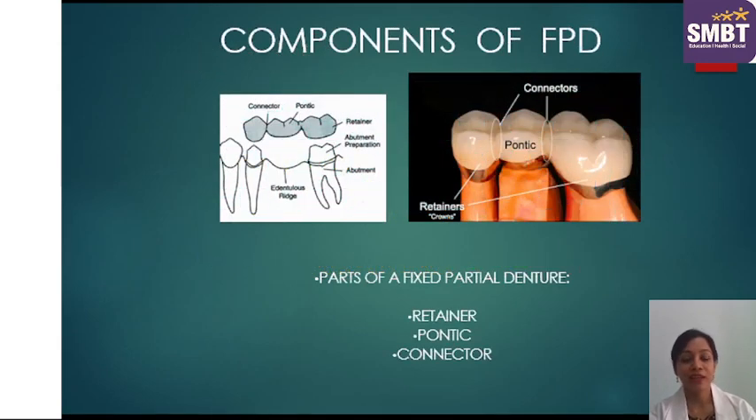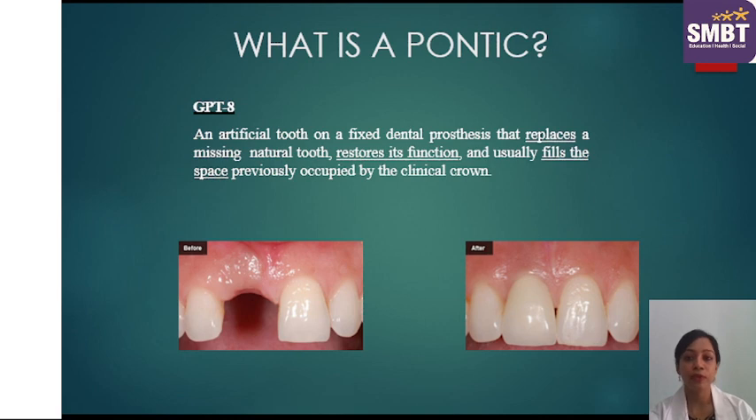So first let us have a look at the components of FPD. The basic components of FPD are retainer, Pontic, and connector. And today we will be talking about Pontic. So what is a Pontic? A Pontic is an artificial tooth of the fixed prosthesis which replaces the missing natural tooth and restores its function and fills the space previously occupied by the missing clinical crown.